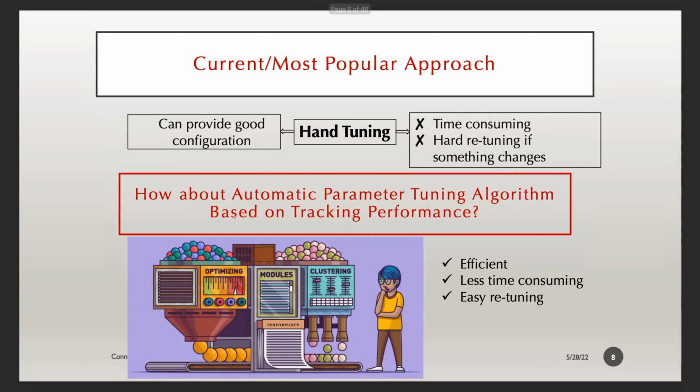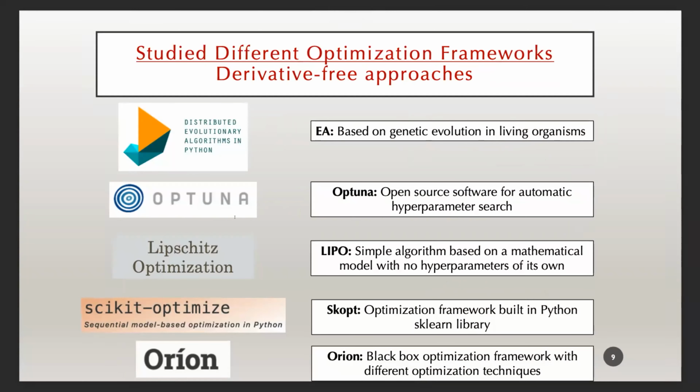So how about some automatic parameter tuning algorithms based on the tracking performance? So these kinds of algorithms can be very efficient. They can be less time consuming and can help in easy retuning as well. So we have tried to explore this idea and study different optimization algorithms. These are the various derivative-free approaches. So we have explored 5 different approaches listed here.